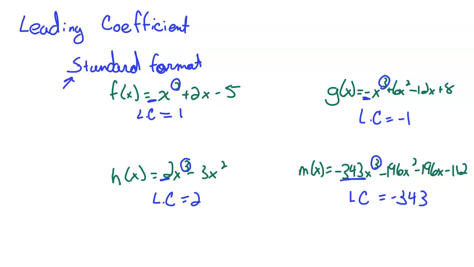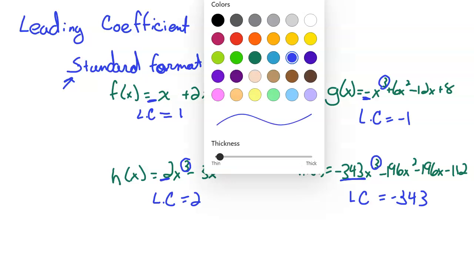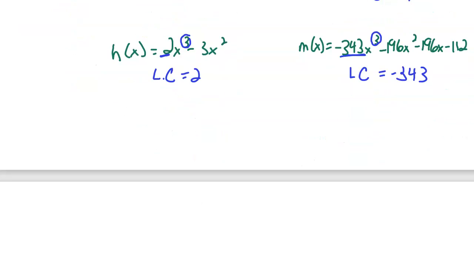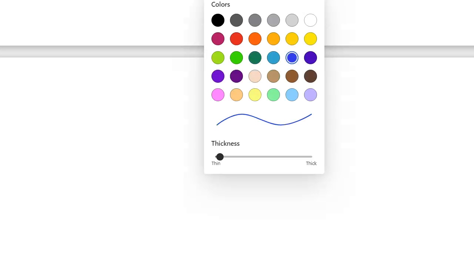So whenever it's in standard format, it is literally just picking off the number in front of that largest exponent. In other words, put your equation or expression or your polynomial in order from your largest exponent down, and it's that number that leads it off. Well, when things are in what we consider factored format, it's a little bit more difficult.